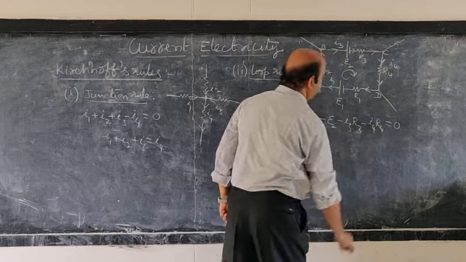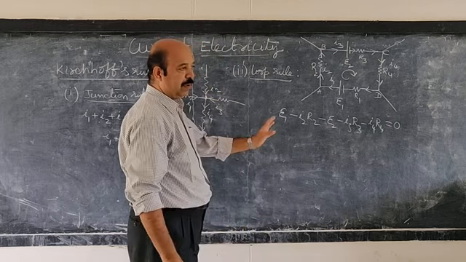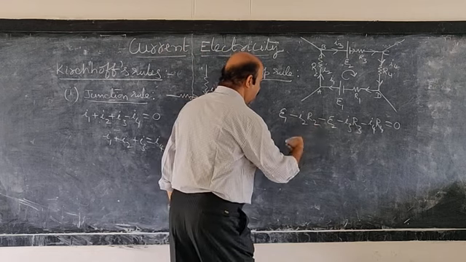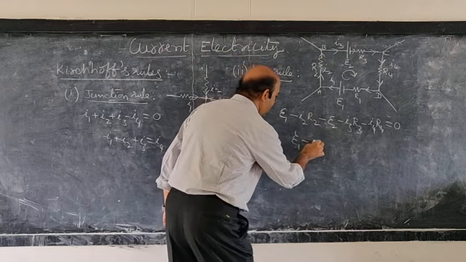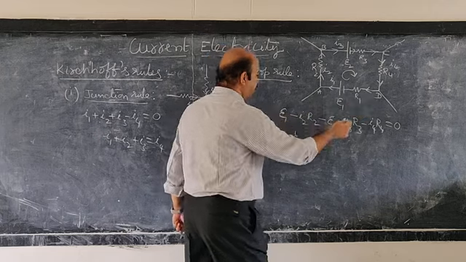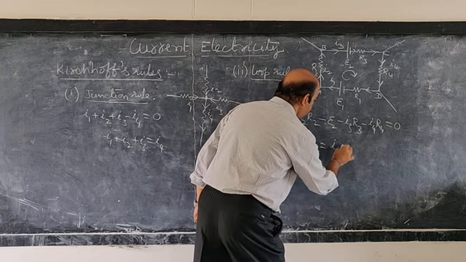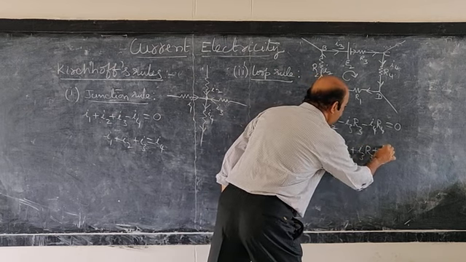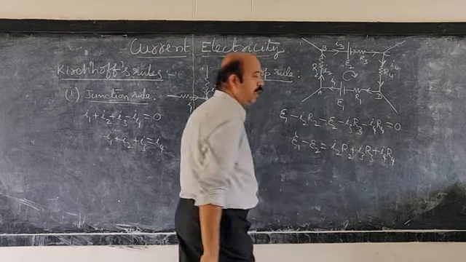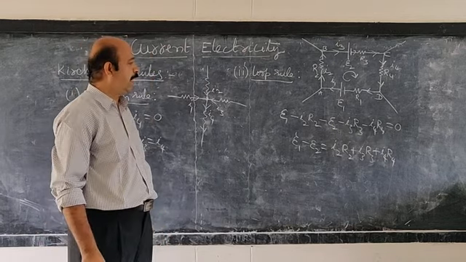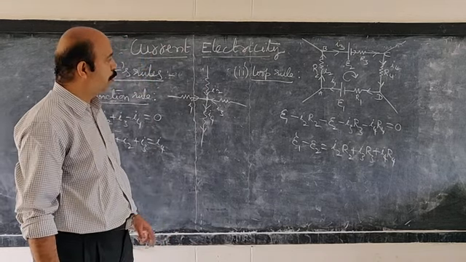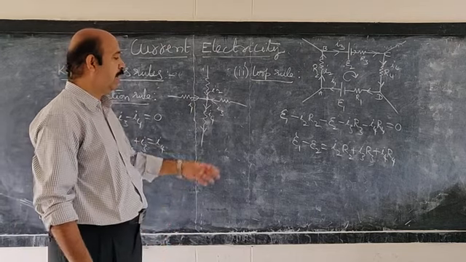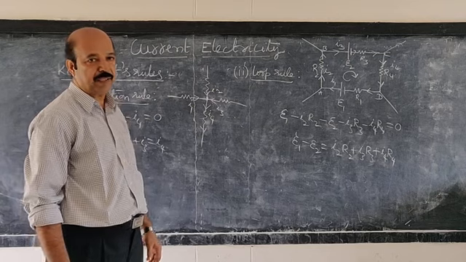So that is 0. So I will keep EMFs one side and voltage drops to the other side. Then E1 minus E2 is equal to, if I take this other side, I2 R2 plus I3 R3 plus I4 R4. So this is the equation. So in this way we can apply Kirchhoff's loop rule to a closed mesh and can write the equation relating the units and potential differences.